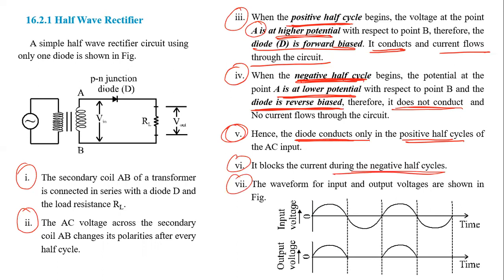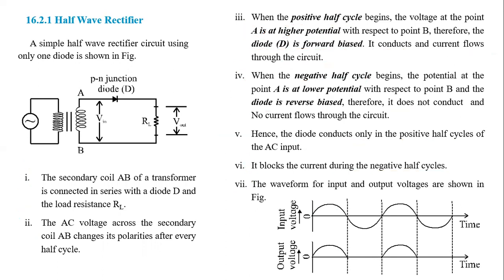The question may be asked only as a diagram: draw a neat labeled diagram. So listen, when the question asks to draw a neat labeled diagram, you have to write below the diagram the meaning of every label. You can write RL, load resistance, D is a diode. Then you can write AB is the secondary coil. You can name the primary coil also. In that way, you have to put the labeling in a diagram.